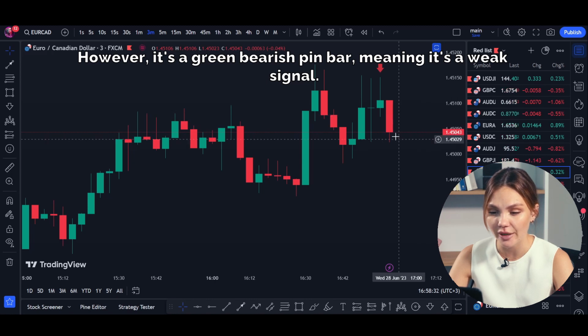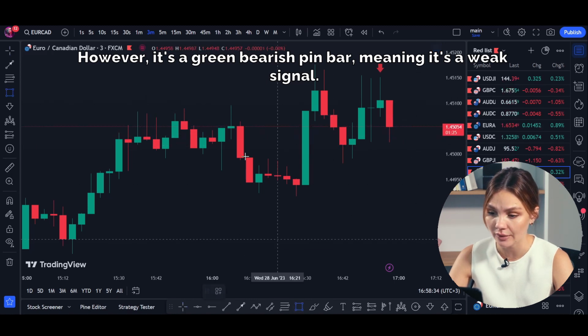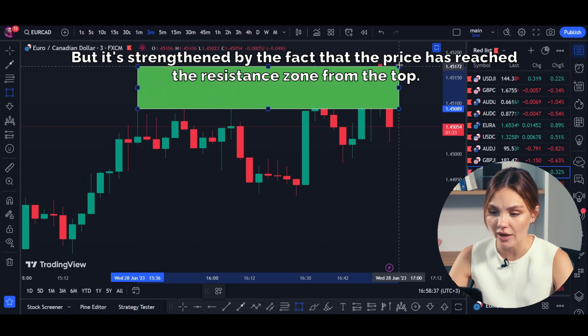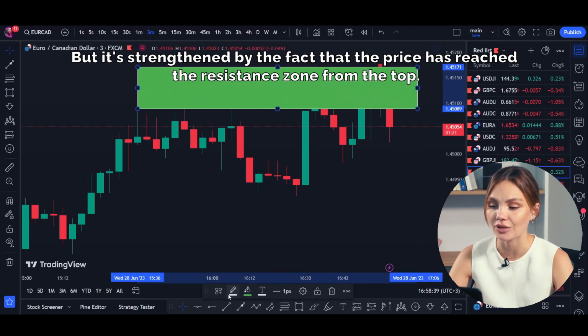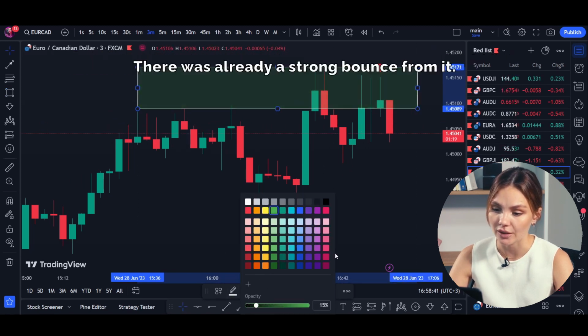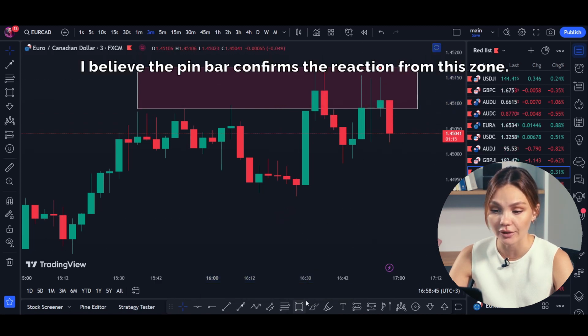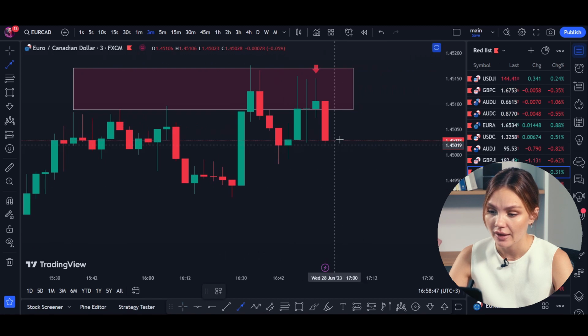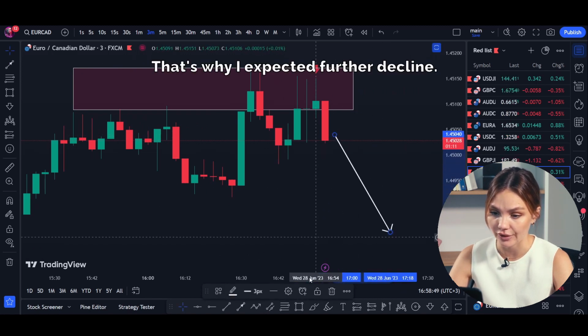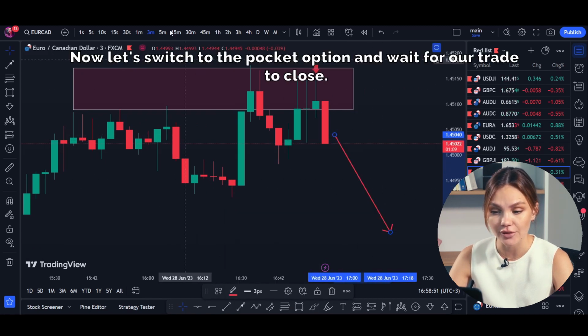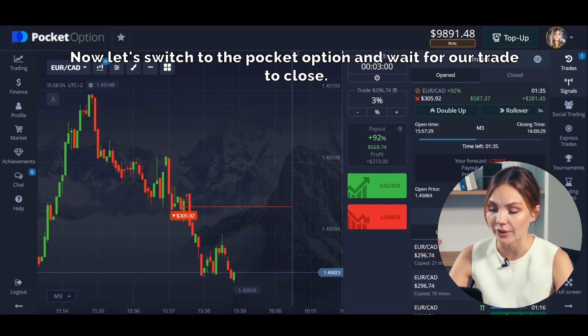However, it's a green bearish pin bar, meaning it's a weak signal, but it's strengthened by the fact that the price has reached the resistance zone from the top. There was already a strong bounce from it. I believe the pin bar confirms the reaction from this zone. That's why I expected further decline. Now let's switch to Pocket Option and wait for our trade to close.